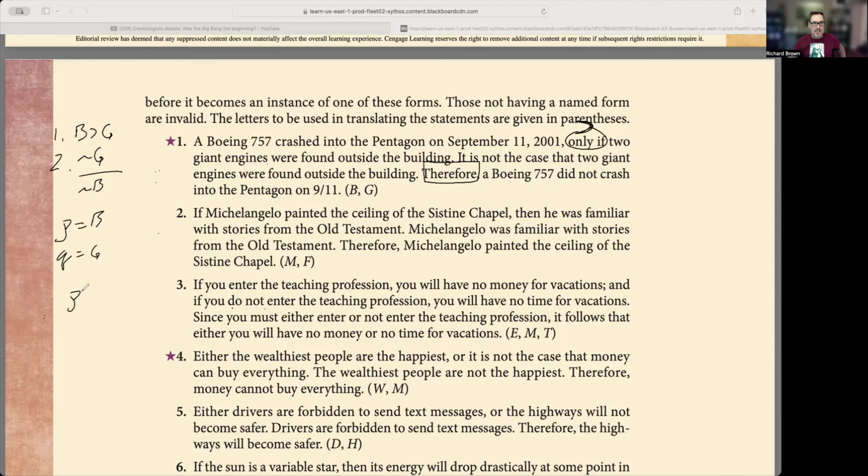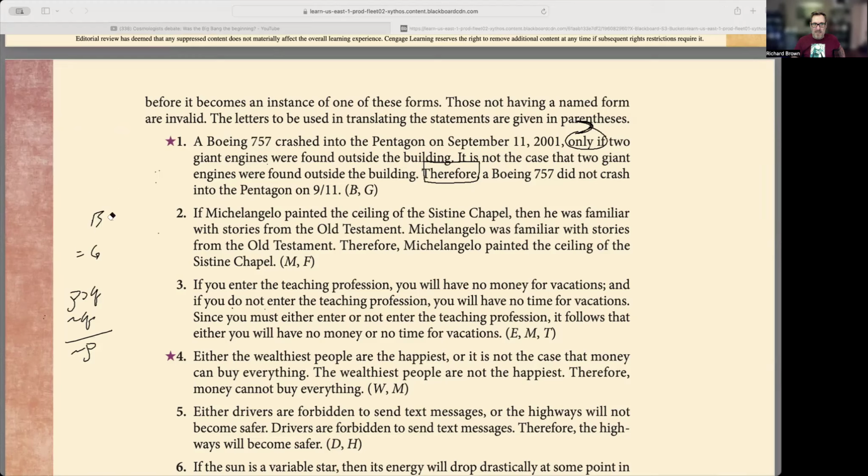Modus tollens, remember, says P horseshoe Q and tilde of Q, then you get tilde of P as a result. And so we have P horseshoe Q, tilde of the Q thing, therefore concluding tilde of the P thing. So that in fact is modus tollens. All right, so that one's fairly straightforward.